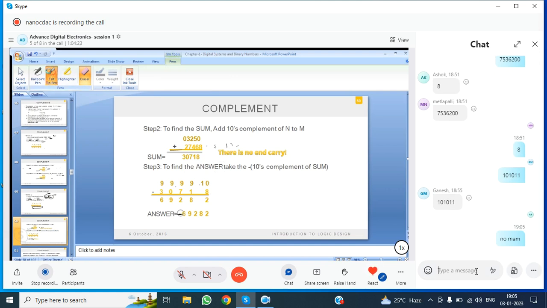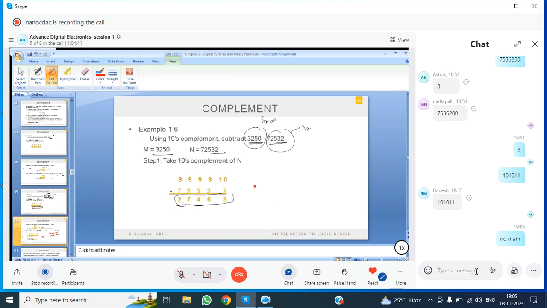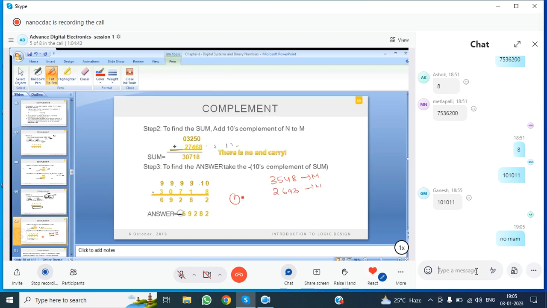If you don't have any confusion, subtract 3548 minus 2693. This is your M and this is your N. What do you need to do in step 1? Take the tens complement. The tens complement of N, that is 2693, is equal to what?